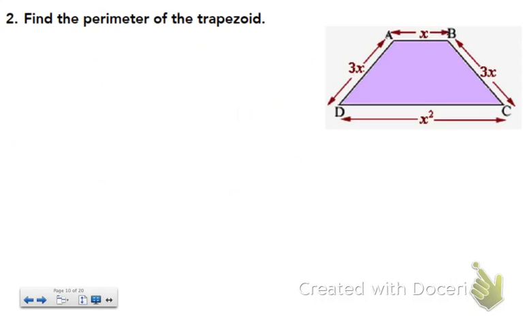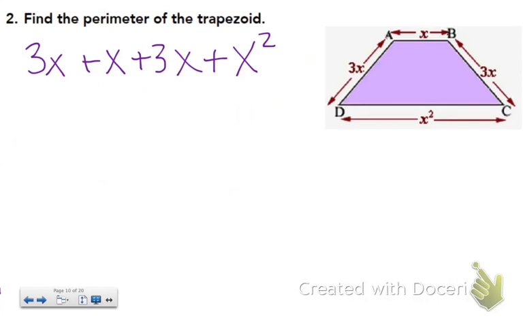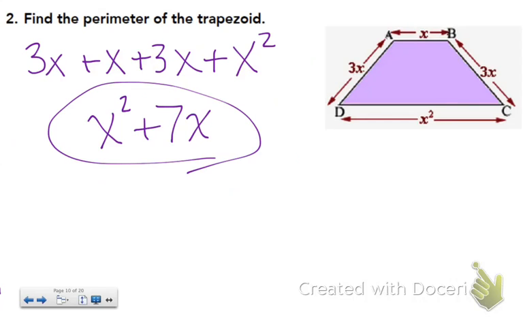Number 2, find the perimeter of the trapezoid. So just remember that when you find the perimeter of something, you add up all of the side lengths. So same thing here. You're just going to add 3x plus x plus 3x plus x squared. And remember, you only combine like terms, so 3x plus 1x plus 3x is 7x. And we do write it in descending order, so x squared plus 7x. And that would be your final answer.